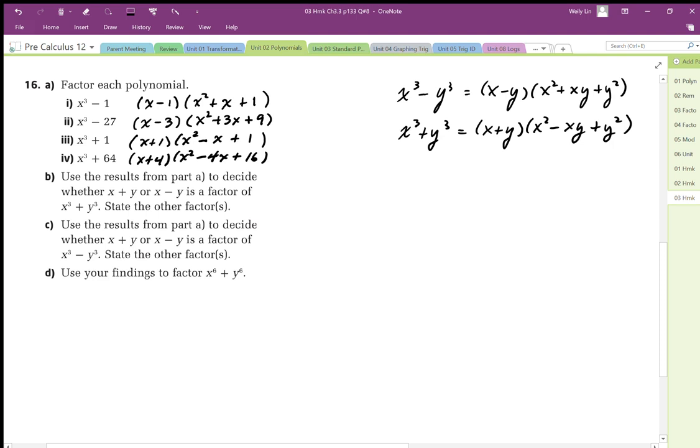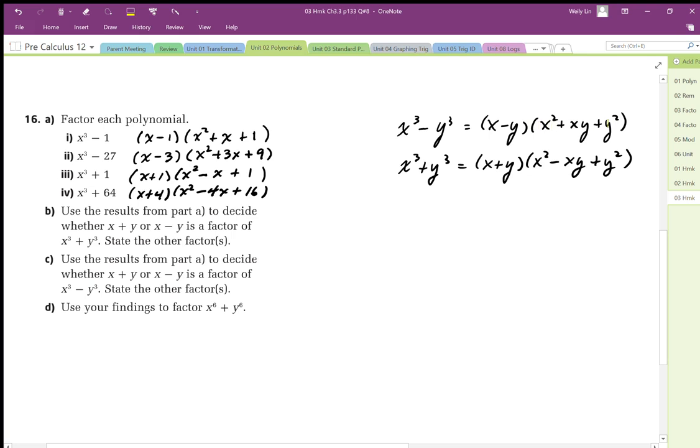Now it says use the results from part A to decide whether x plus y or x minus y is a factor of x cubed plus y cubed. If it's plus, we use plus, and if it's minus, we can use minus as a possible factor. So the other factors then end up being these ones here. So for x cubed minus y cubed, the other factor would be the quadratic left over here, and for the plus, it's the quadratic left over here, and these are not factorable. Okay, those are non-factorable quadratics.